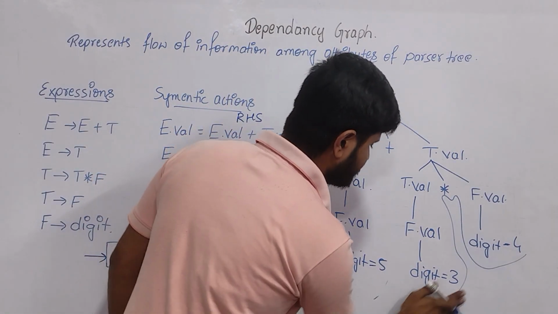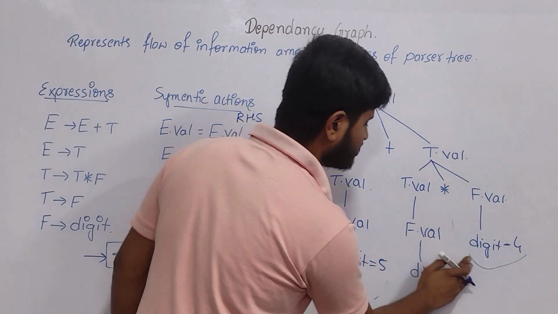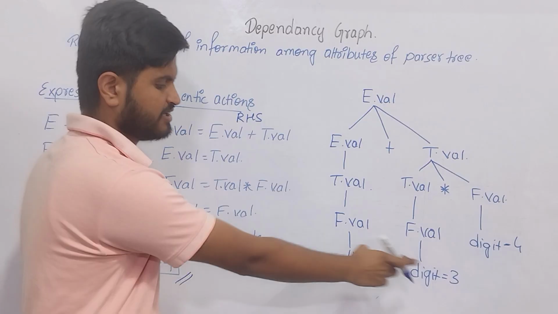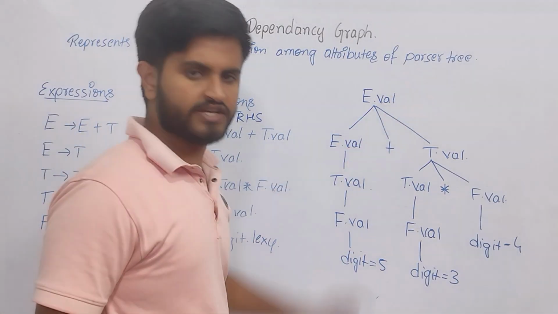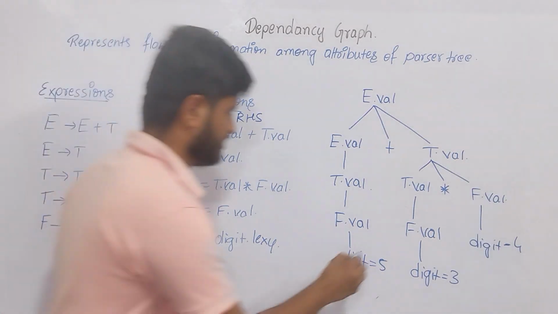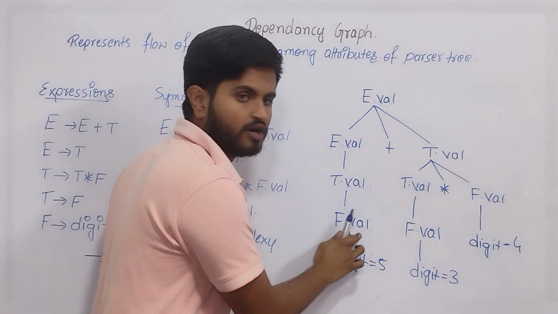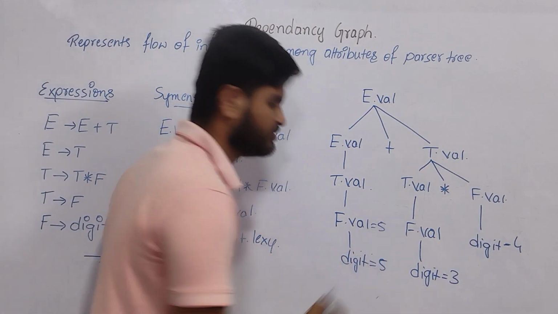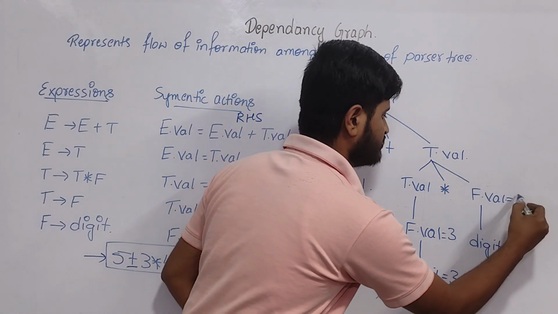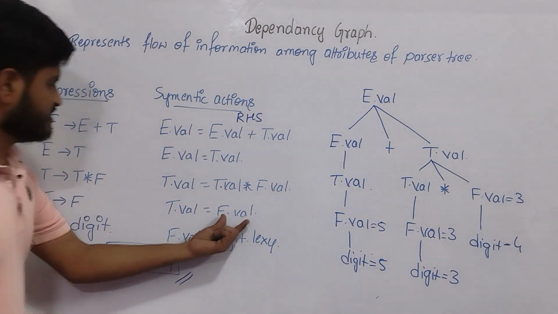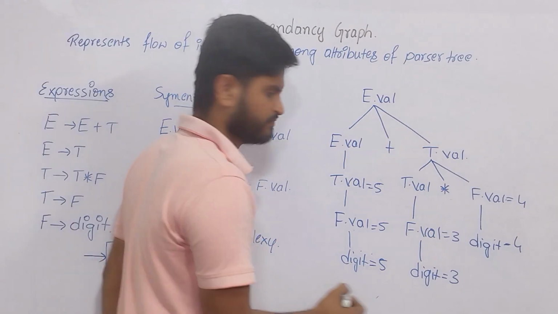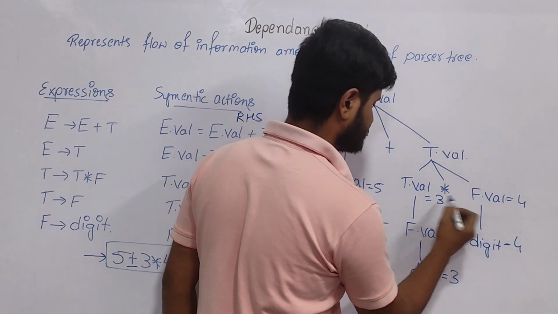So you will be taking the digits which are in the leaf nodes towards the root node. Here they are in the leaf nodes, and you will be taking them up. So digit is equal to F dot value, which means its value will be equal to 5, and here its value will be equal to 3. Next, F dot value is equal to T dot value. So you can write here 5, and next here you can write 3.